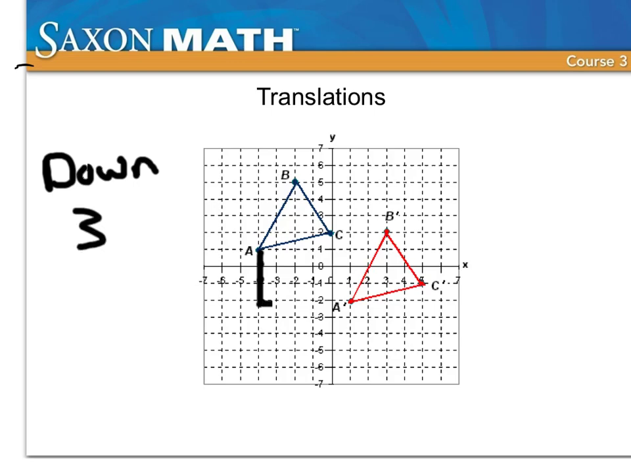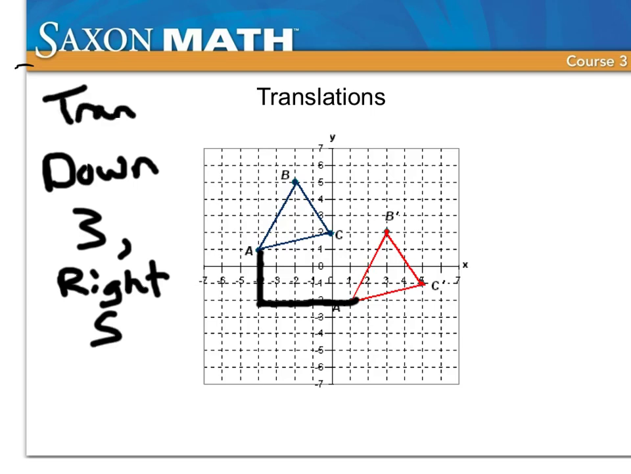And then I'm moving to the right 1, 2, 3, 4, 5. So I'm moving down 3 and right 5. Okay, so I'm translating down 3 and to the right 5. Yeah, that should be the same from B to B. If I go down 1, 2, 3 and over 1, 2, 3, 4, 5, I get to B prime. And with C, go down 1, 2, 3 and over 1, 2, 3, 4, 5, and I get to C prime.